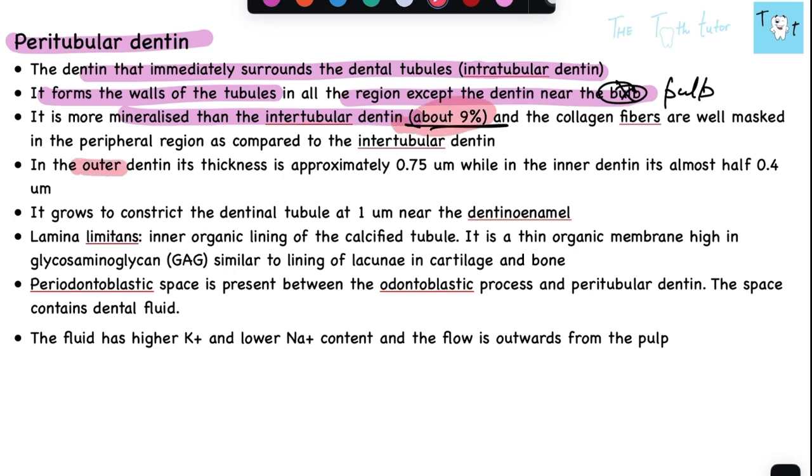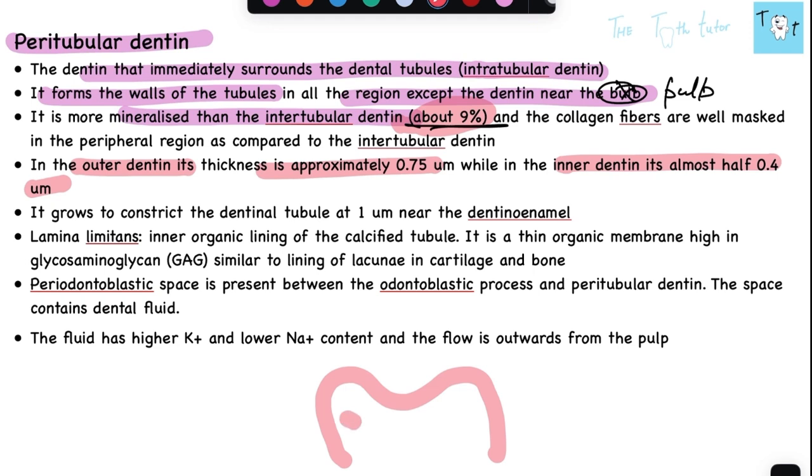The outer dentin's thickness is approximately 7.5 micrometers, while the inner dentin is almost half. So in the outer area, if this is your tooth, the thickness of the peritubular dentin over here in the outer ones would be around 0.5 micrometers. Sorry, 0.75 micrometers. It would be thicker in the outer areas.